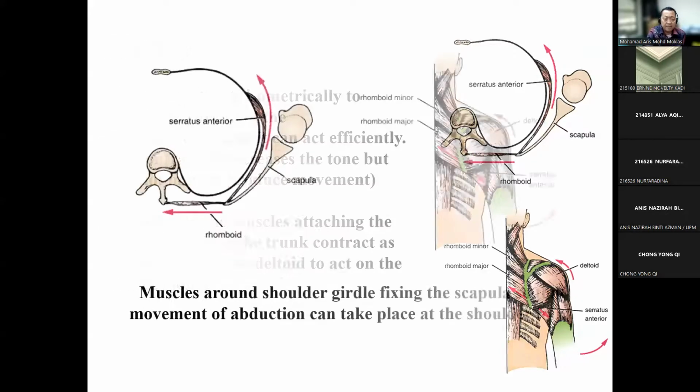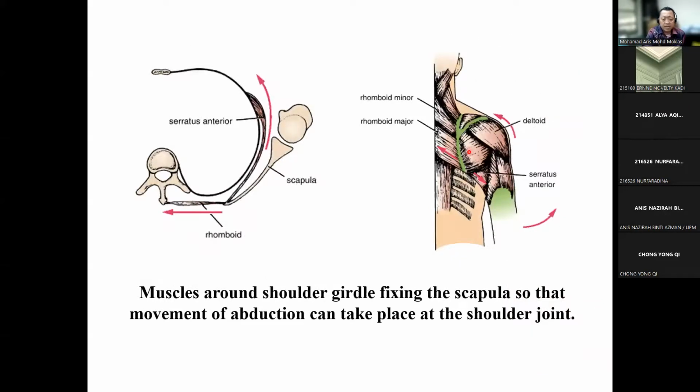All right. So the muscles around the shoulder girdle fix the scapula so that the movement of abduction can take place at the shoulder joint. For example, the rhomboid muscles and the serratus anterior muscles will fix the scapula. So they fix the scapula, and then when the deltoid muscle contracts, your shoulder joint will be stabilized.